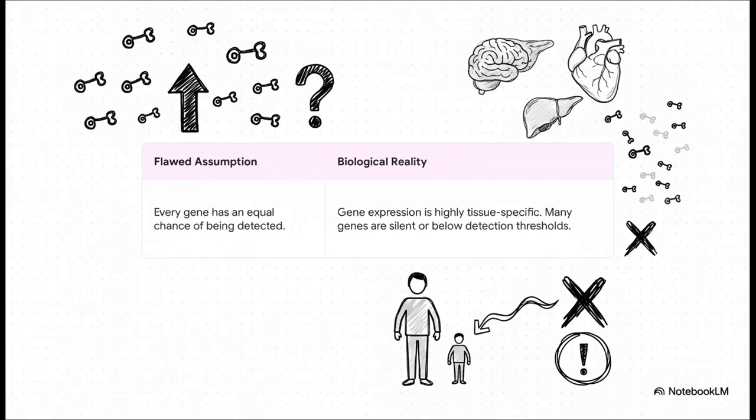Okay, so this slide just lays it all out. The flawed assumption is that every single gene in the genome has an equal chance of popping up in your experiment. But the biological reality? That's just not how it works. I mean, think about it. If you're studying a brain sample, you are not going to detect genes that are only ever switched on in the liver. Using the whole genome as a background is like trying to figure out if your friends are tall by comparing them to every person on Earth, including toddlers. The comparison group is totally wrong, so of course your conclusions are going to be skewed.